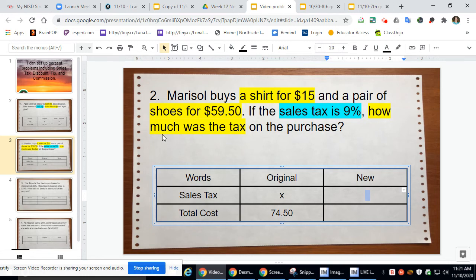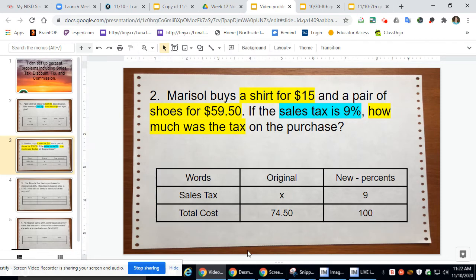And then we come in for the new information. Our new information is our percentage. So we're talking about new being the percents. 9% is the sales tax. And remember, one whole is equal to 100%. And there you have it. There's your setup again.